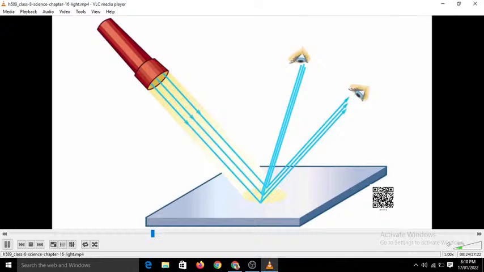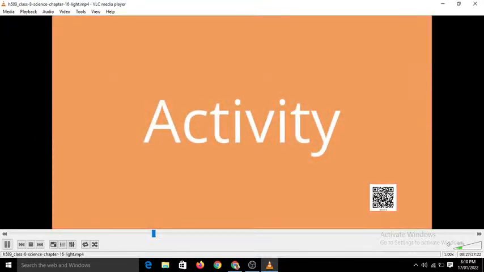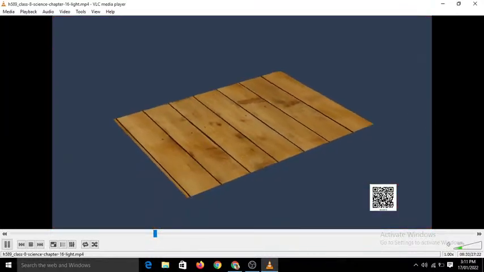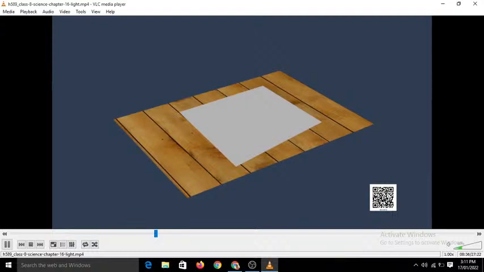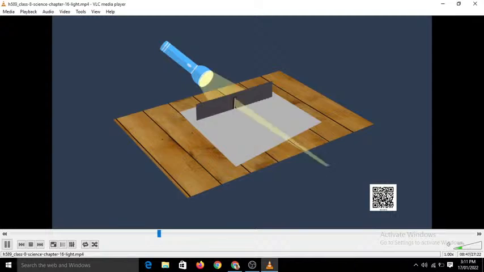Now, let us understand the laws of reflection with the help of an activity. Fix a white sheet of paper on a drawing board or a table. Take a comb perpendicular to the sheet of paper. Throw light from a torch through the opening of the comb from one side. Place a strip of plain mirror in the path of the light ray. What do you observe? Yes, we can see that the ray of light is reflected in another direction.